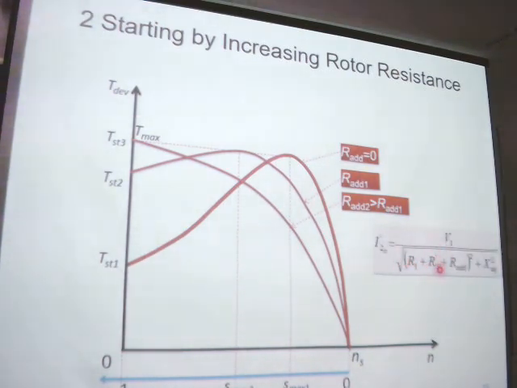This equation is the rotor current. We can calculate the rotor current. If the resistance is larger, okay, we have the resistance in the denominator, so this is larger, and the current will decrease. So this is very good. The starting current will be reduced.